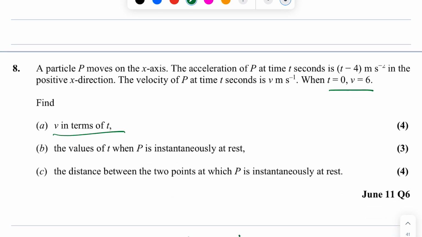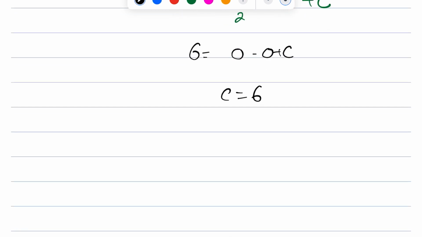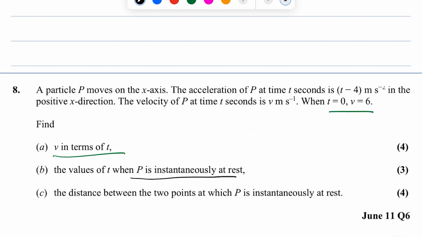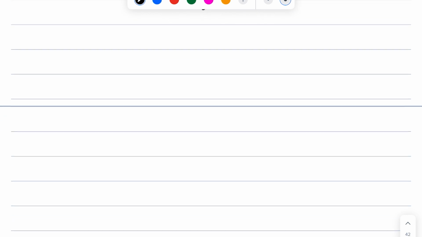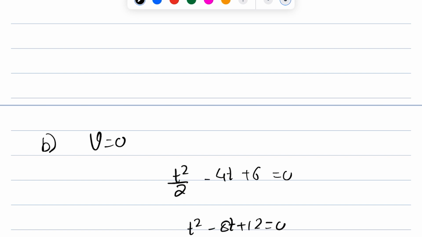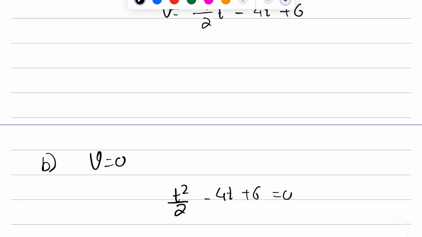Now we know that at t equals 0, v equals 6. So 6 equals 0 minus 0 plus c, so c equals 6. So the equation of velocity is 1 upon 2 t squared minus 4t plus 6. Find the values of t when the particle is instantaneously at rest. Instantaneously at rest means velocity should be equal to 0. So t squared upon 2 minus 4t plus 6 equals 0. So t squared minus 8t plus 12 equals 0. Factorize it: t minus 6 times t minus 2 equals 0. t equals 6 or t equals 2.